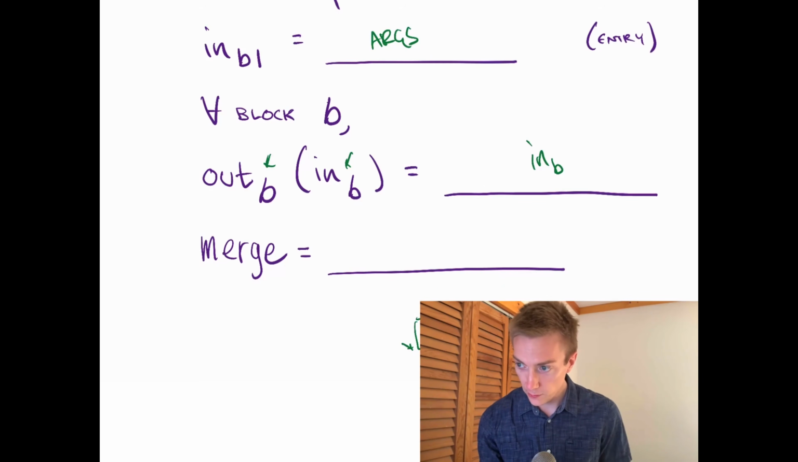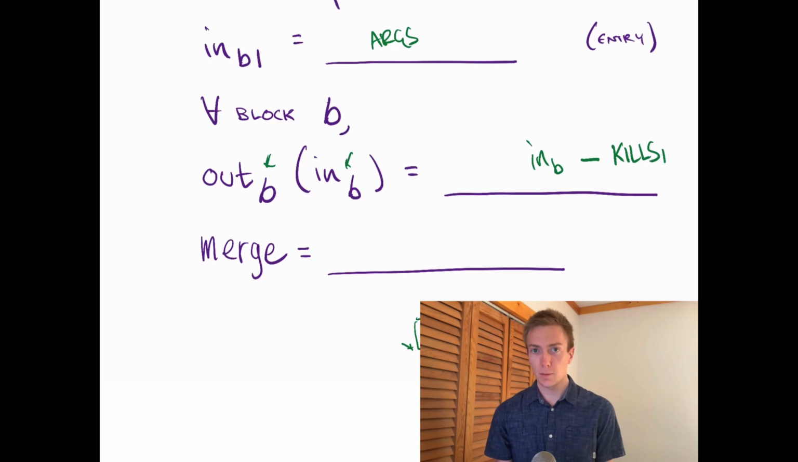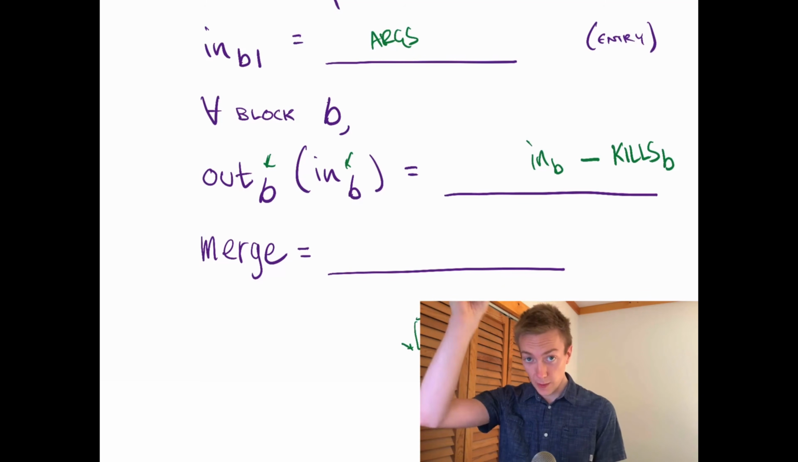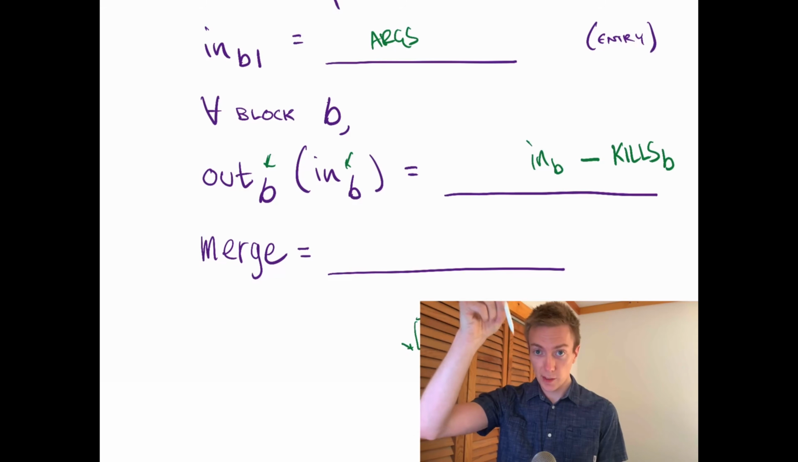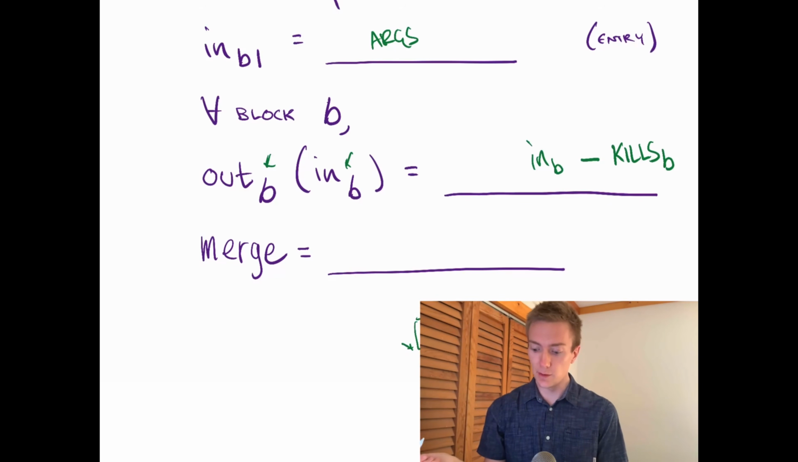My answer is that if you take the set of definitions that were available at the very beginning of the block, and you then remove, this is like a set difference operation, you take out everything that was killed by that basic block, then we're almost there. Those things that were reaching this block, but then were killed somewhere in the block, are no longer reaching the end of the basic block.